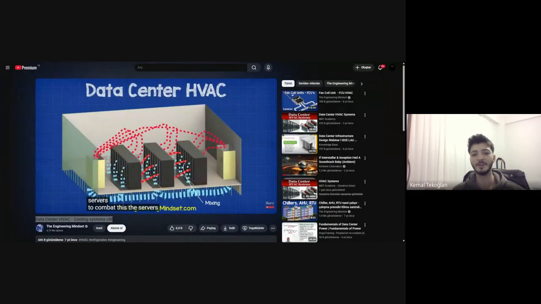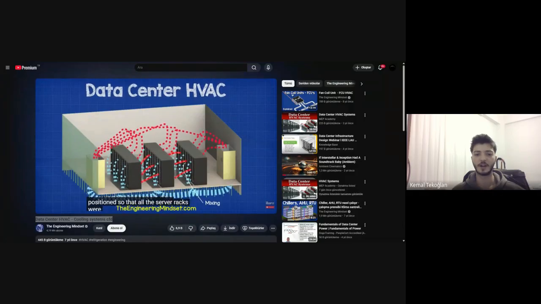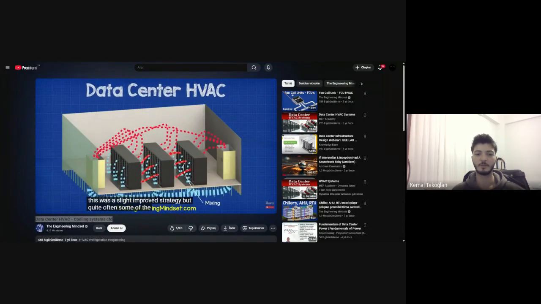To combat this, the servers were positioned so that all the server racks were facing the same way. This was a slightly improved strategy, but quite often some of the discharge air was being pulled into the intake of the server rack sitting behind it, which led to mixing and an increased air temperature.